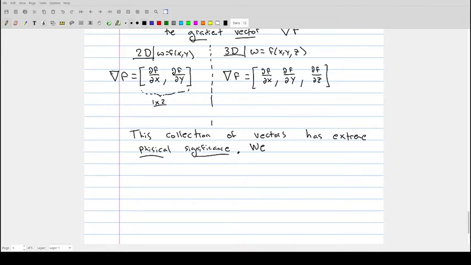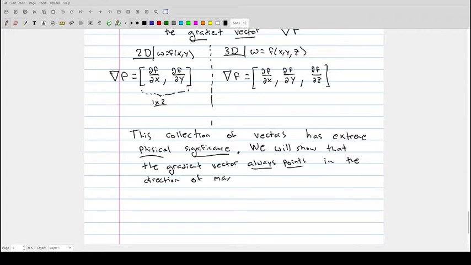So we will show when we get to the directional derivative that the gradient vector always points in the direction of maximum increase of the function f.